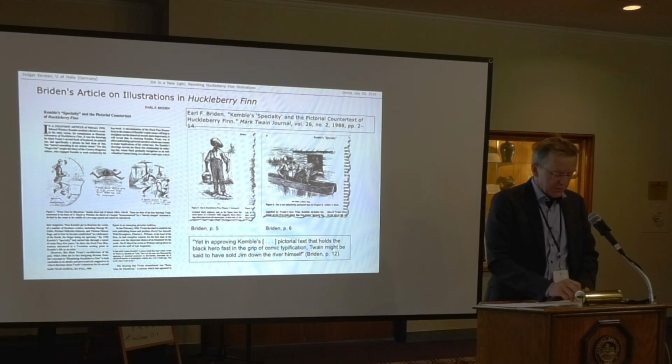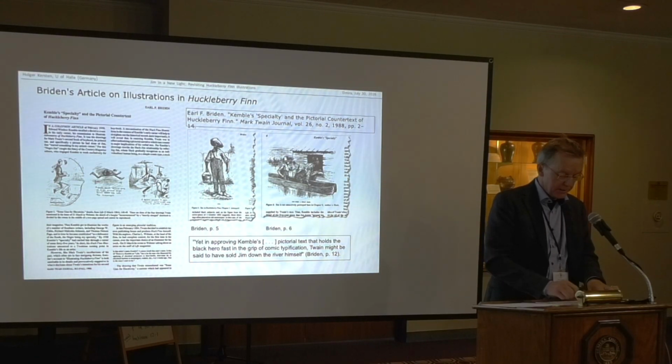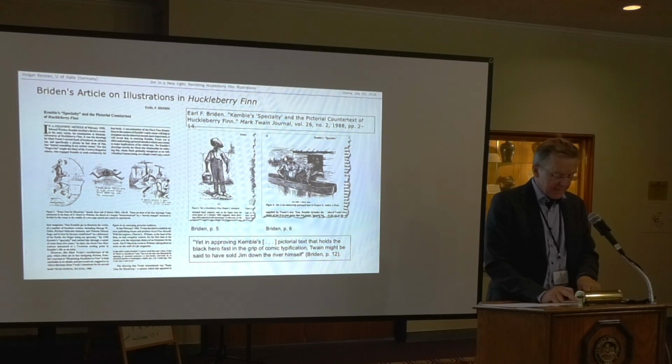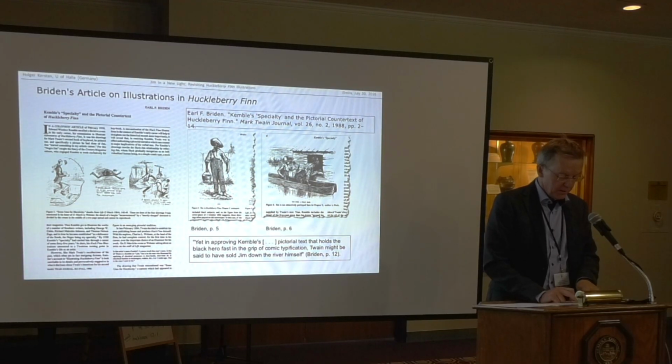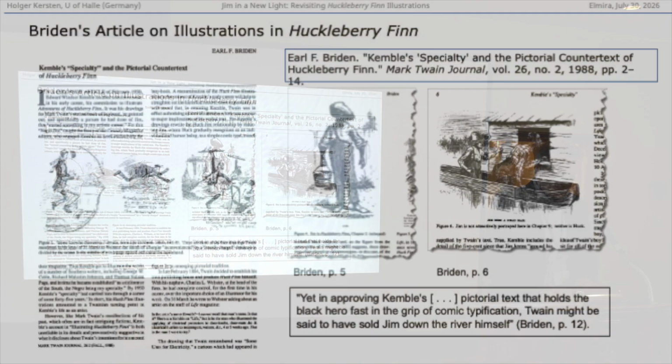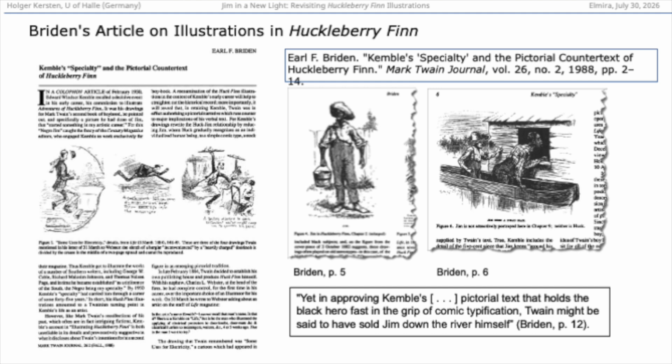Briden argues that Kemble's illustrations of Jim draw on 19th century racial caricatures. In his view, these images shape the reader's understanding of the novel by undermining Twain's more complex portrayal of Jim and by reintroducing visual stereotypes that the text itself seeks to challenge. Ultimately, however, Briden's critical judgment extends beyond Kemble to Mark Twain himself. Because Twain approved Kemble's illustration, Briden argues he shares responsibility for his racialized representation, going so far as to suggest that Twain effectively, and I'm quoting Briden, sold Jim down the river himself.